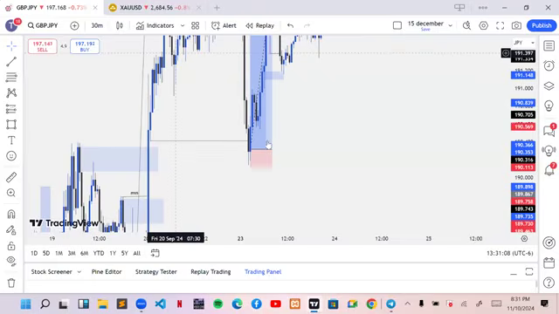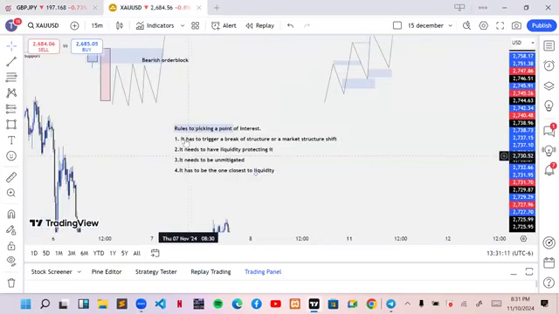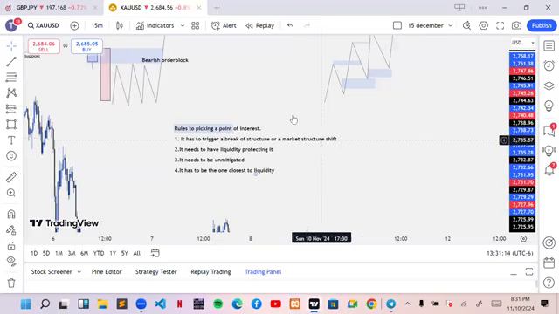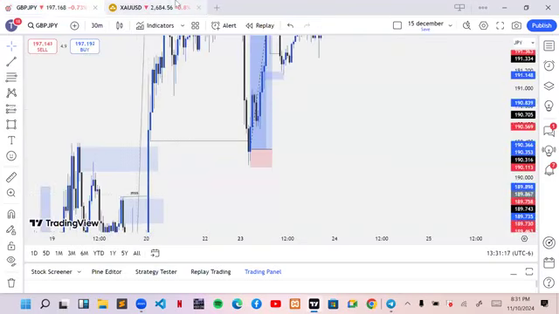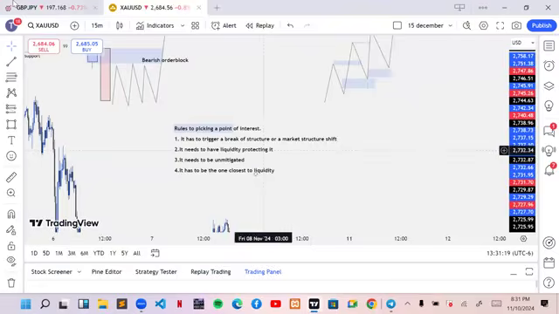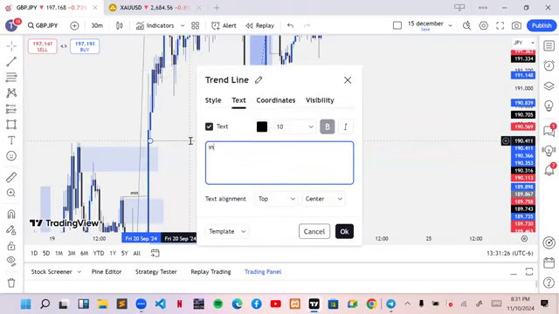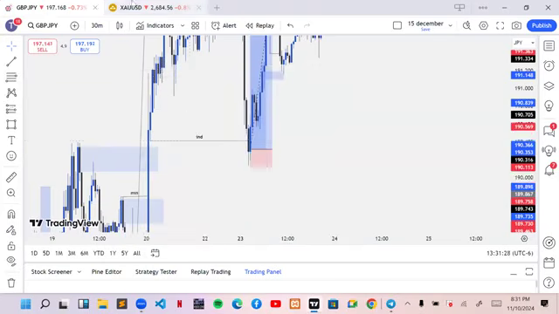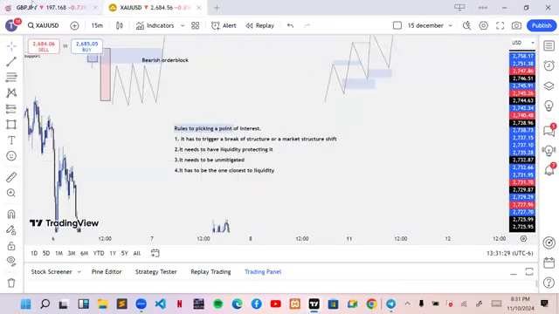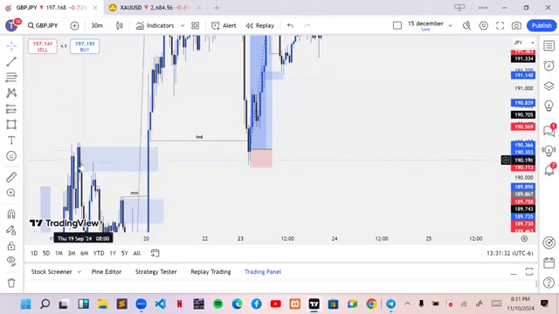Now, if you follow this rule, you actually know the one to use. The first one says it has to trigger a break of structure or a market structure shift. Our trade has that market structure shift. Second one says it needs to have liquidity protecting it. Our trade has that liquidity, which is our inducement here. The third rule says it needs to be unmitigated. So if you check this breaker block, price is not tapping to it. So our breaker block is unmitigated.